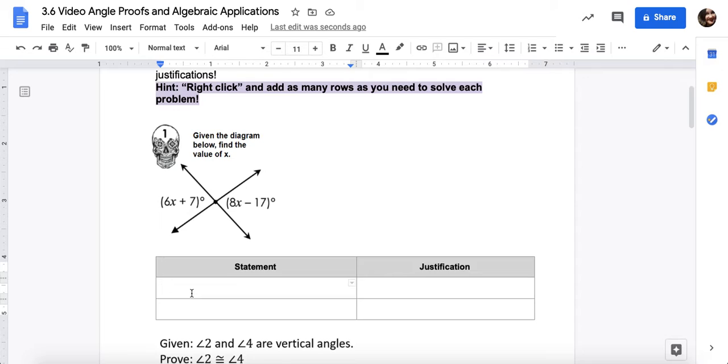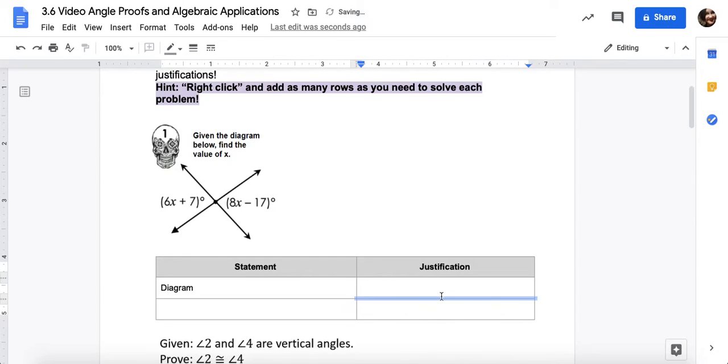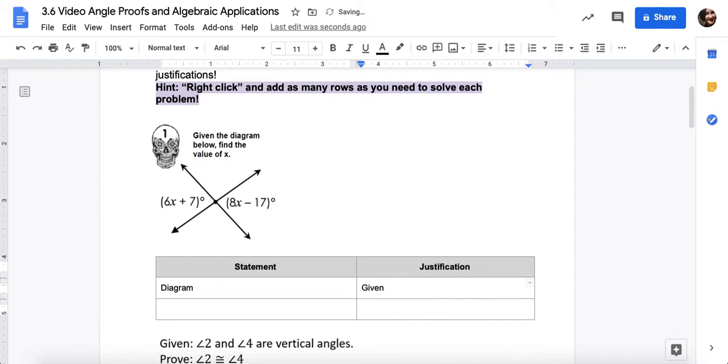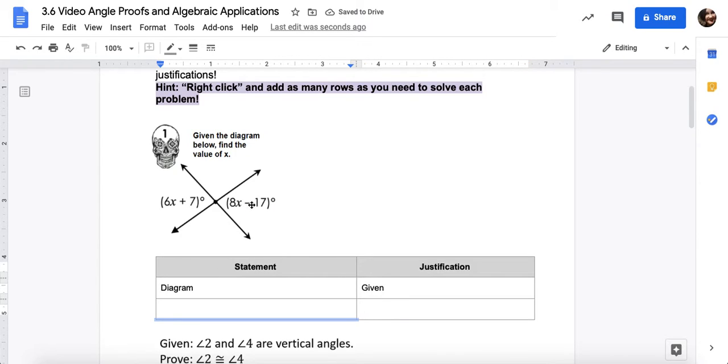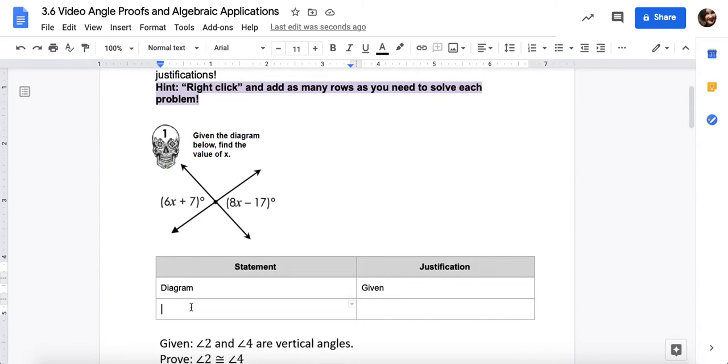So here we can start by saying that we have our diagram, because that is given. And based on our diagram, we know these two angles have to be congruent because they are vertical angles. That means that they're also equal. So 6x plus 7 equals 8x minus 17. Vertical angles are congruent.